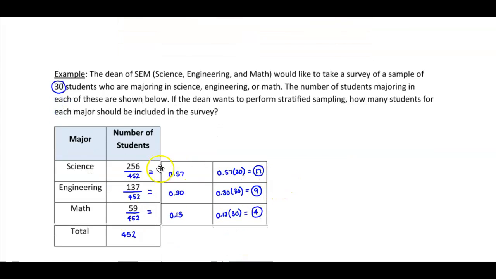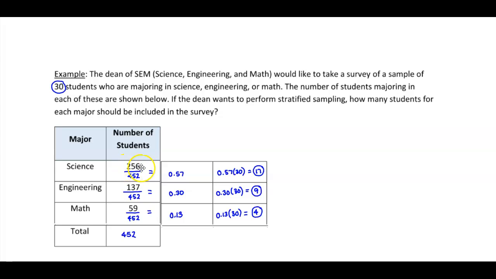Well, first and foremost, we have the major, science, engineering, math in total. So we know that we have 256, 137, and 59 in each of those categories. Now, when we add those all up, we get a total of 452. Once we get the total, then we need to divide each number by the total number.